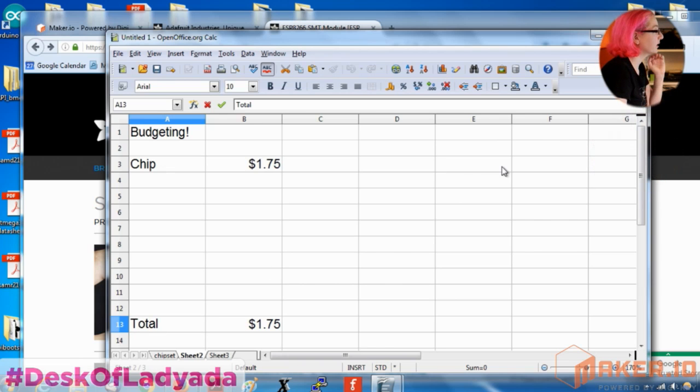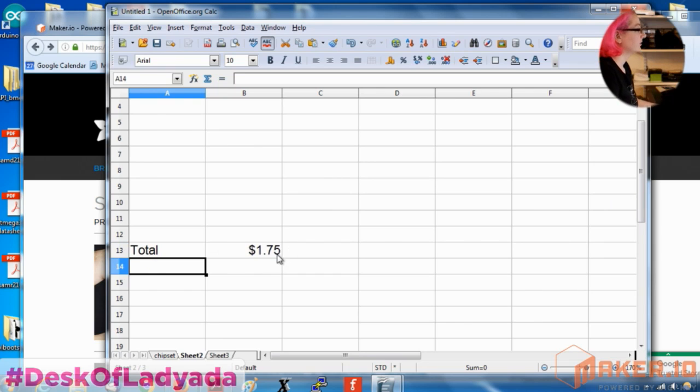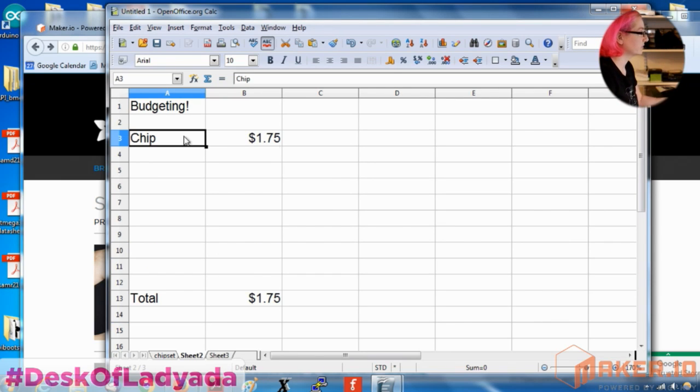Okay, so here's where you do the rough math, like, okay, I have to work back from the final price. So we decided the chip. Chip is going to be $1.75. Great. So the total so far for the bill of materials.